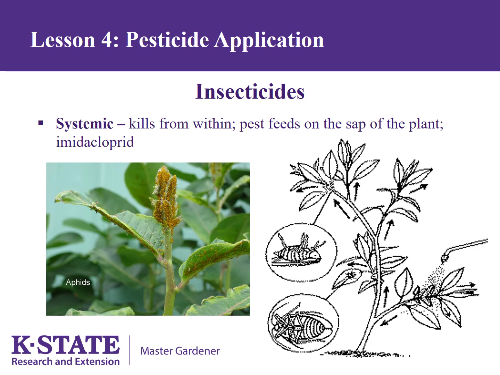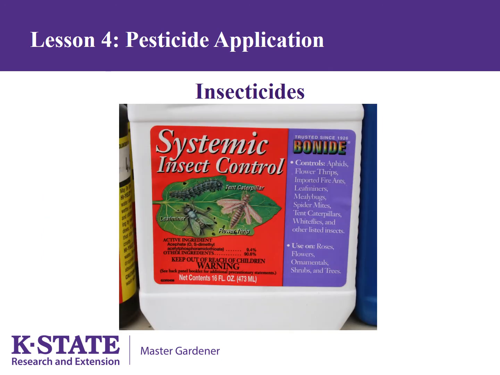A systemic insecticide is translocated within the plant and kills the insect when the pest feeds on the plant. An example would be products containing imidacloprid. Products may be labeled with the words systemic insect control.